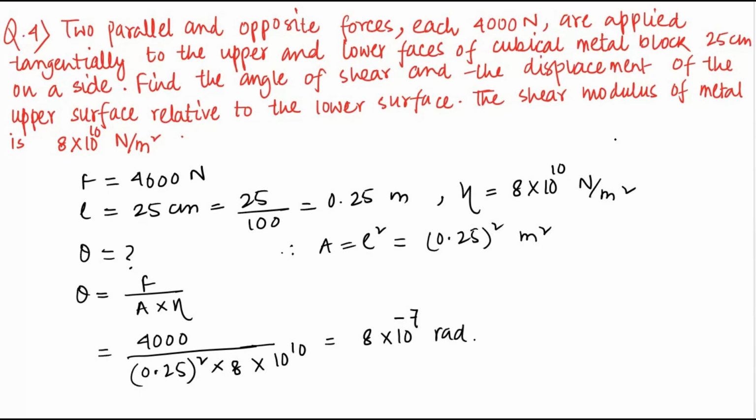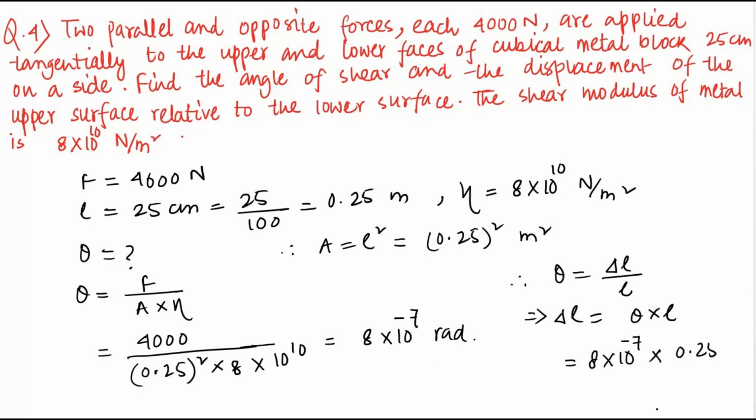Okay. And here the displacement of the upper surface relative to the lower surface that we have to calculate. So we know that theta is equal to delta L upon L, right? So delta L is equal to theta into L. Now theta is already here, 8 into 10 to the power minus 7 radian, and L is 0.25 meter. So after calculating this, we'll be getting 2 into 10 to the power minus 7 meter.